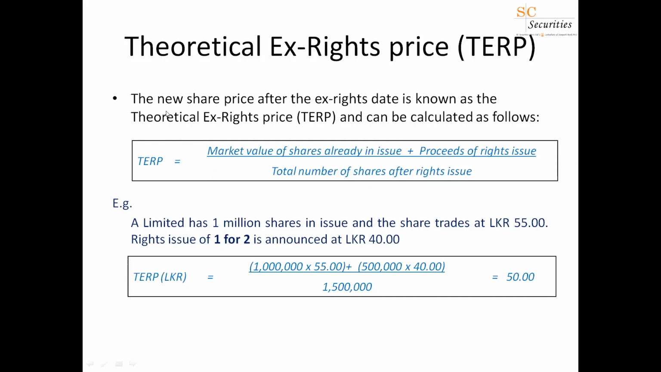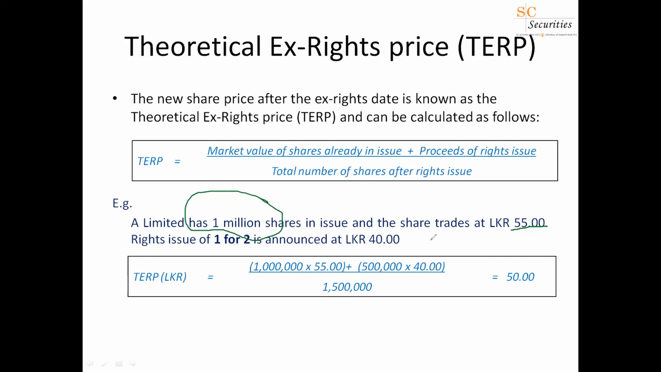So the new share price after the ex-right date is known as the theoretical ex-right price, as I mentioned, and it is being calculated as follows. Now for you to understand this, let's again look at the same illustration. In the illustration we looked at, A Limited had 1 million shares in issue, and the share was trading at 55. So this is the price at which it was trading before the rights was announced.